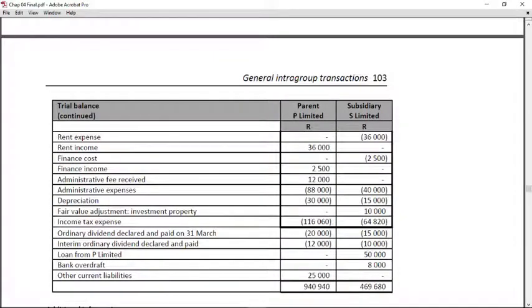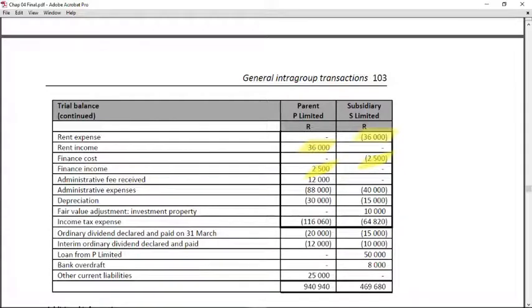Moving on to some of the expense items you see in your trial balances. There's a rental expense and a rental income, and by the looks of it, it could be intragroup because it's for the same amount, but it is something we need confirmation of. We can't just assume it's intragroup purely because it's the same amount, and the same goes for the finance cost and finance income. You need more information.